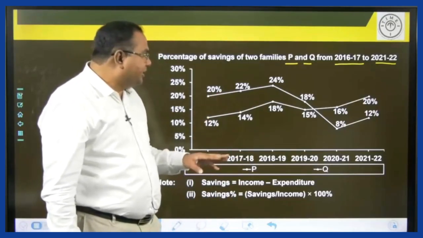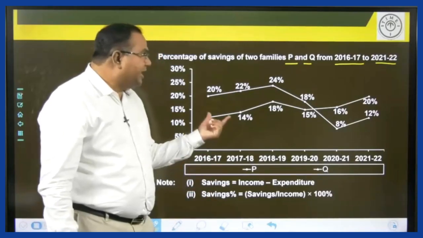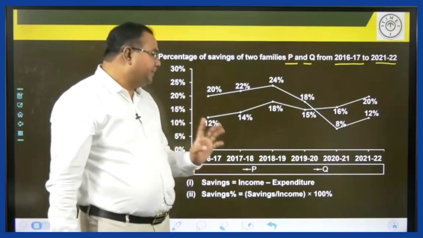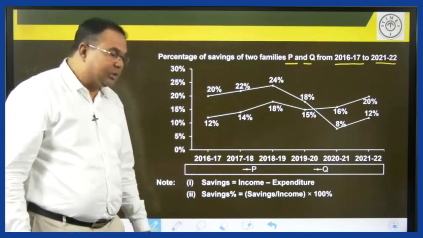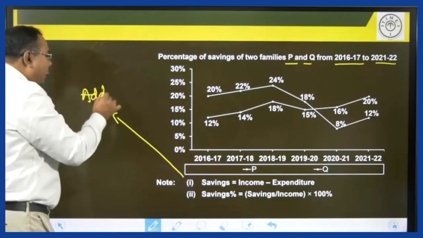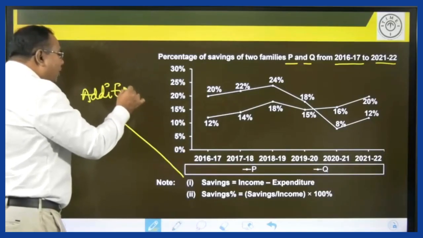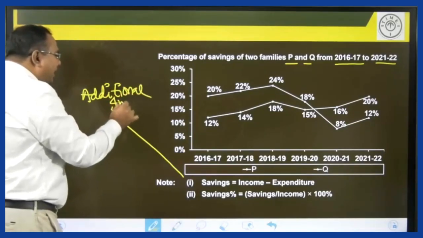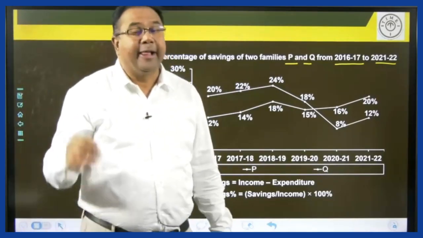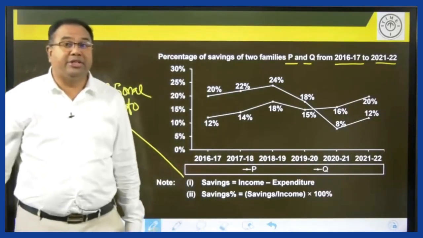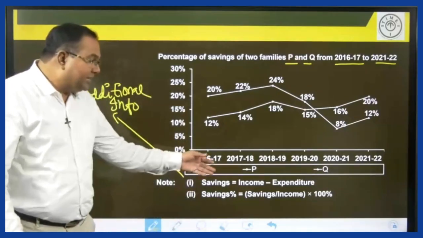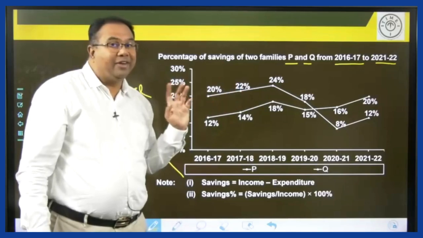The triangle shape is Q, the circle is P. So we have the savings percentage of P and Q given in the graph. How do you get savings? Income minus expenditure. This is additional information, which we keep telling you to read whenever it is given. What do I mean by additional information? Formulae like this, or a note, or a footnote given in the form of a star mark. You must read that information, because based on it you might get questions. If I miss this information, it will be difficult for me to solve the set.